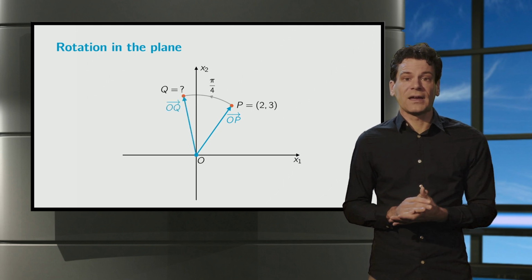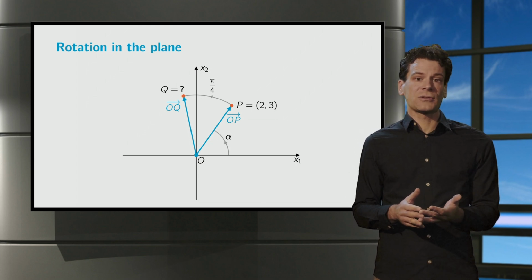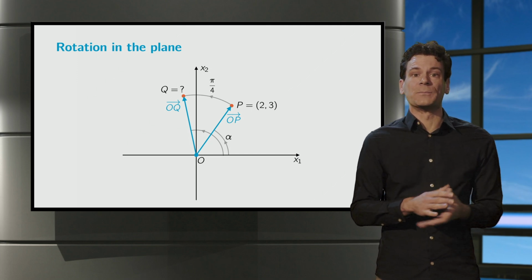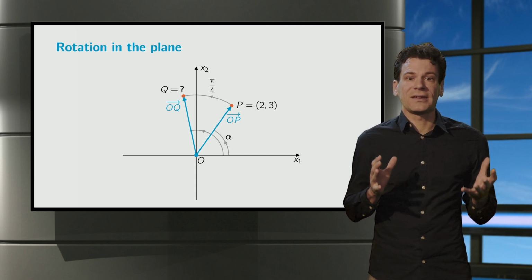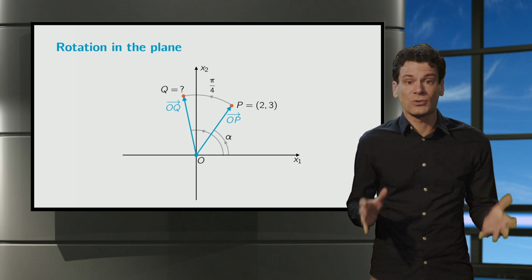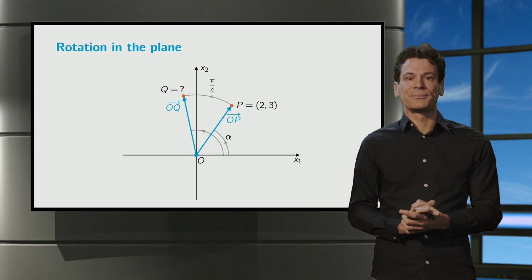In principle, we can first calculate the angle between OP and the positive real axis, add pi/4 to that angle, and then calculate OQ. The problem is that calculating angles is an inefficient operation on computers. It is best to avoid it. Luckily, we can, by using linear algebra.